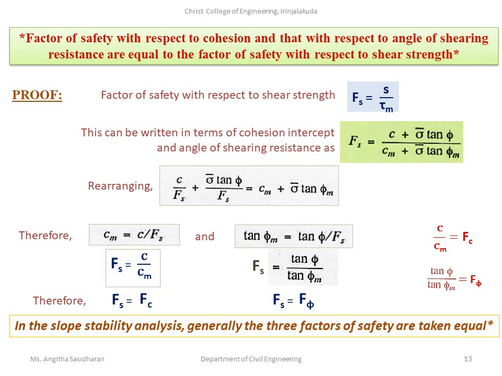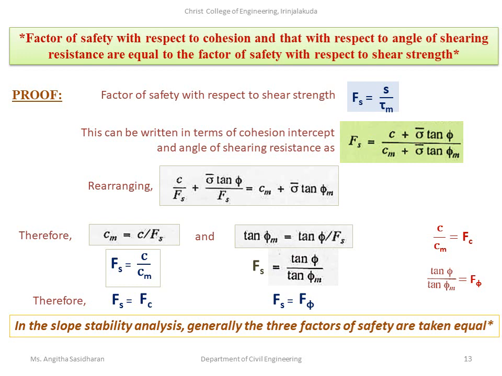We shall start with the Fs value, factor of safety with respect to shear strength. Fs is equal to S divided by tau m. S is shear strength and tau m is the mobilized shear strength. This can be written in terms of cohesion intercept and angle of shearing resistance. So we are replacing S and tau m in terms of c and phi. We know that shear strength can be represented as c plus sigma bar tan phi. This comes in the fourth module. So S is equal to c plus sigma bar tan phi.